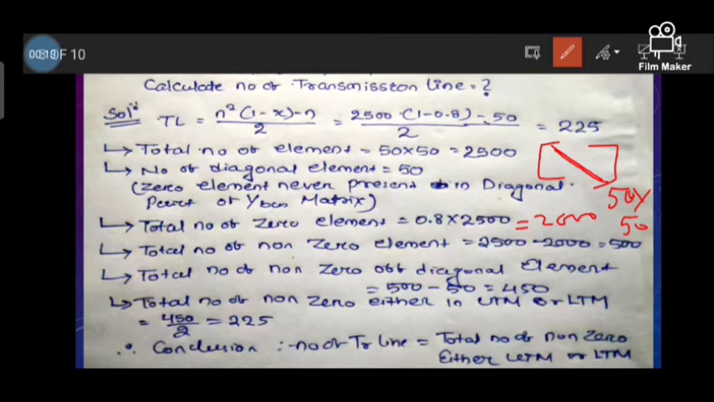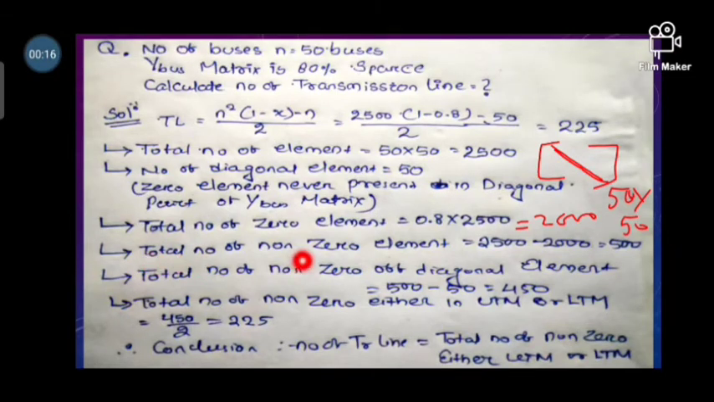2000. So the non-zero elements are those where some value is present. The total number of elements is 2500 and the zero elements are 2000. After subtracting, we get 2500 minus 2000 is equal to 500. So 500 is the total number of non-zero elements present in your Y-bus matrix.